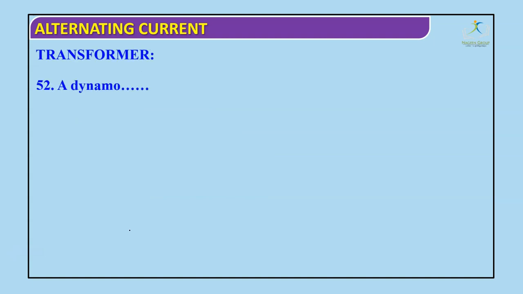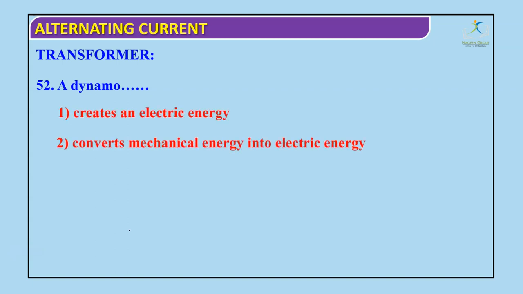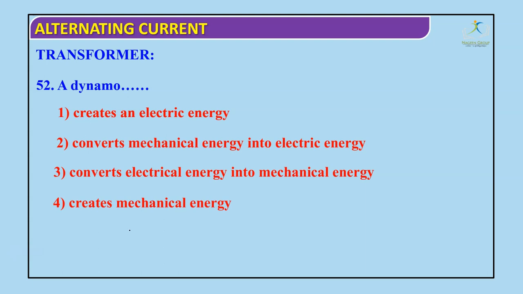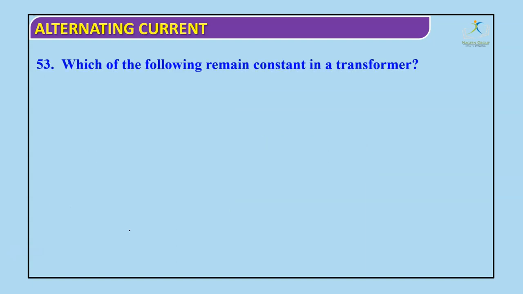Transformer. Now all these questions come related to the transformer. A dynamo: creates an electrical energy, converts mechanical to electrical, converts electrical into mechanical, creates mechanical energy. The correct answer for this question is convert mechanical energy to electrical energy. Which of the following remains constant in the case of a transformer? The correct answer for this question is frequency.